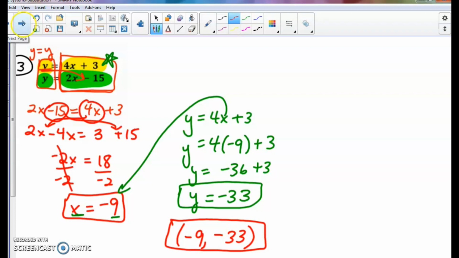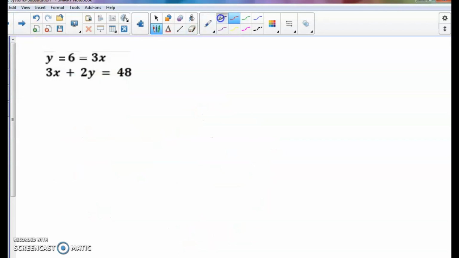Alright, and now to our last example, example 4. So go ahead and write this out for me. We got y equals 6 minus 3x. Sorry about that. It's y equals 6 minus 3x and 3x plus 2y equals 48.